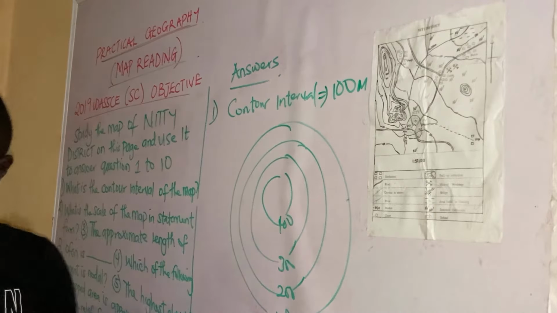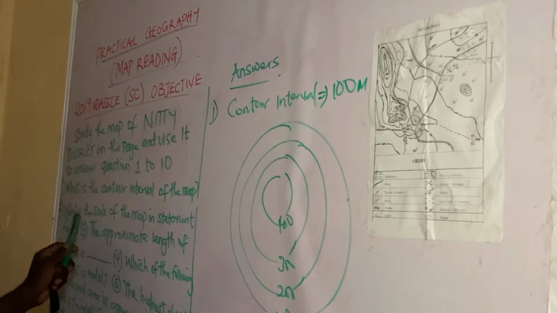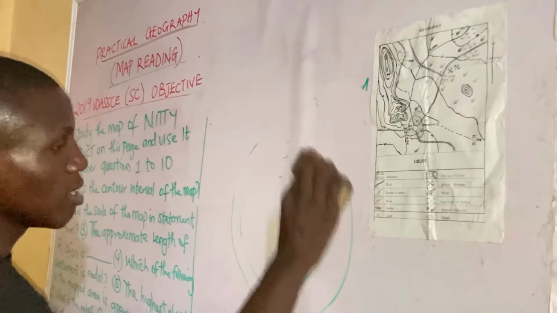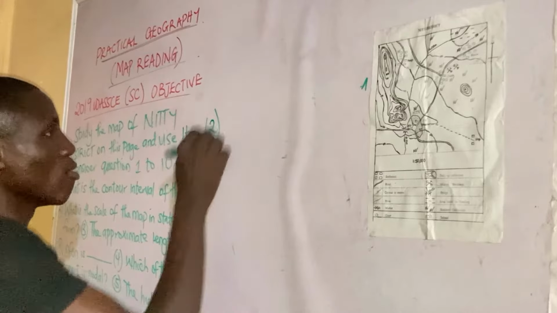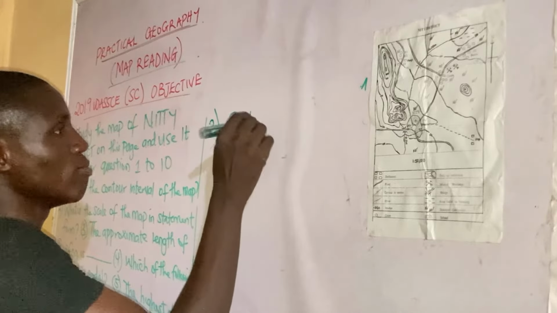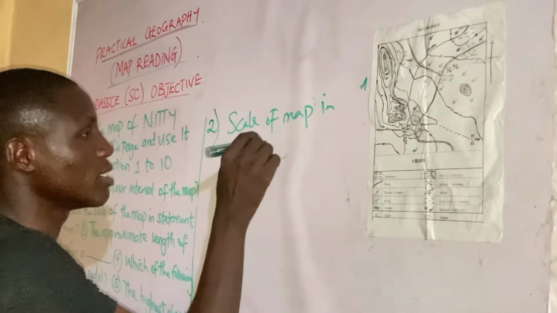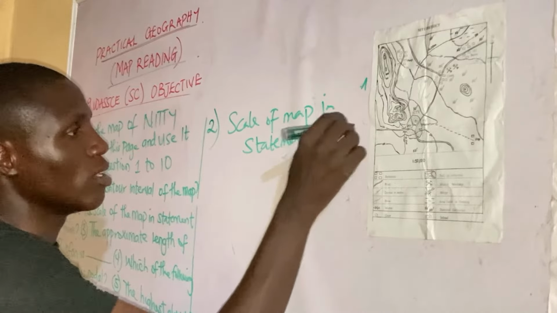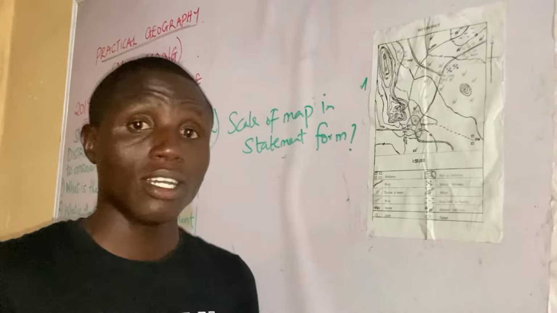Now let's answer question number 2, which is, what is the scale of the map in statement 4? Now, the first thing is to ask ourselves, which scale are we given in the first place?